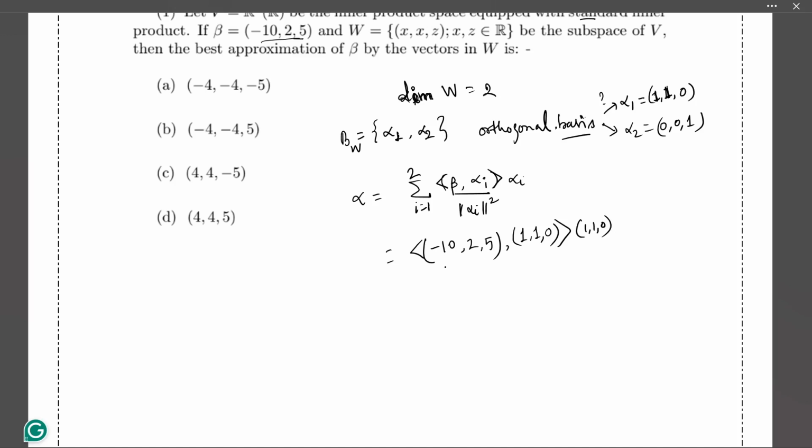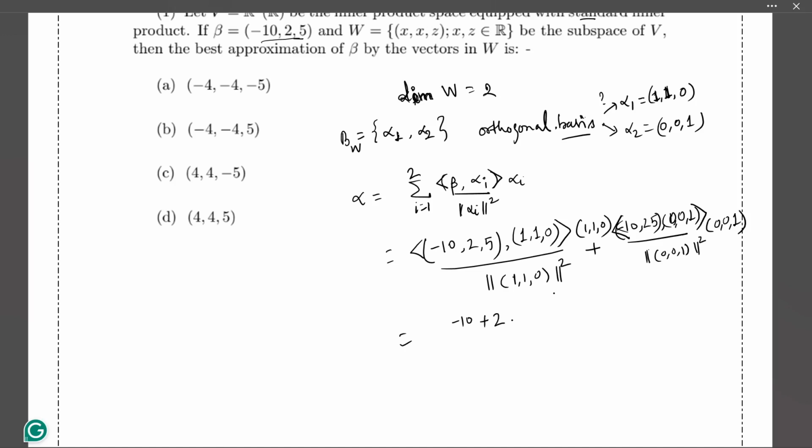So the inner product of beta with 1, 1, 0 in this direction: 1, 1, 0 inner product with minus 10, 2, 5, divided by the norm of 1, 1, 0 square, plus one more term is left: minus 10, 2, 5 inner product with 0, 0, 1, divided by the norm of 0, 0, 1 square, in this direction only, 0, 0, 1. So how much is this? Minus 10 plus 2 becomes minus 8. Okay, so no worries. 1, 1, 0 with this is the inner product of this vector itself.